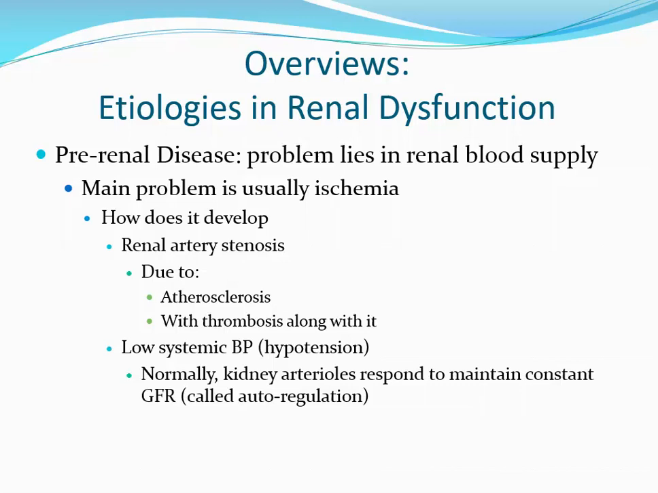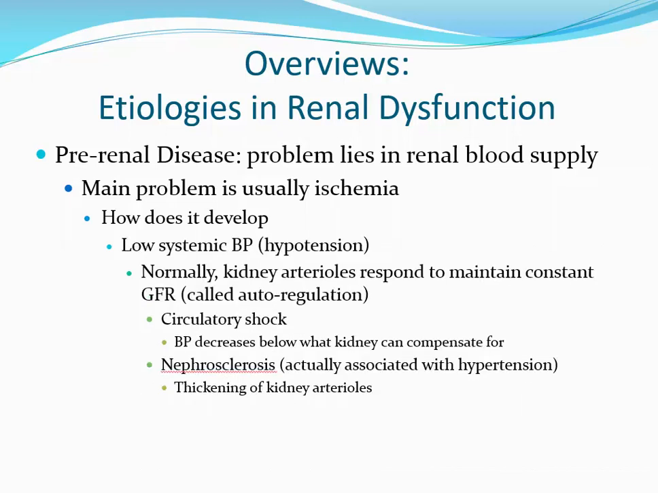hypotension. In normal conditions, normal fluctuations of blood pressure, the kidney arterioles respond to this to provide constant glomerular filtration pressure. This is known as autoregulation. They can deal with minor changes up and down, but not drastic changes. In circulatory shock, in this case, the blood pressure drops below what the kidneys can autocompensate for.